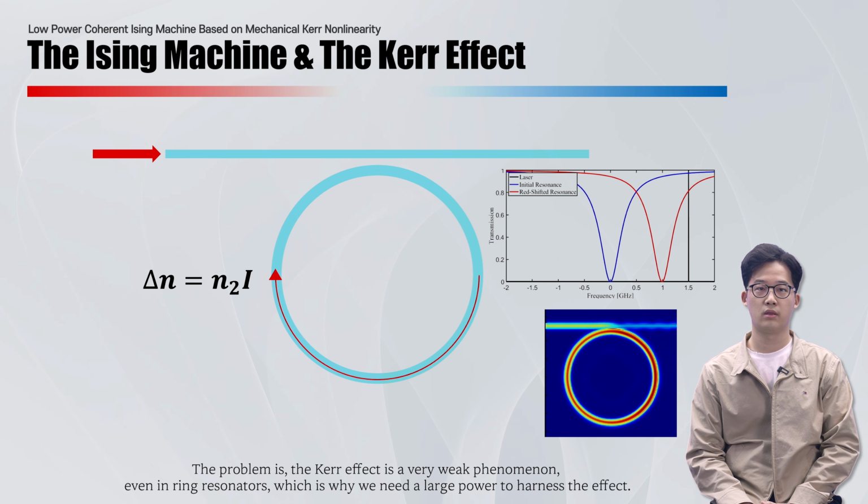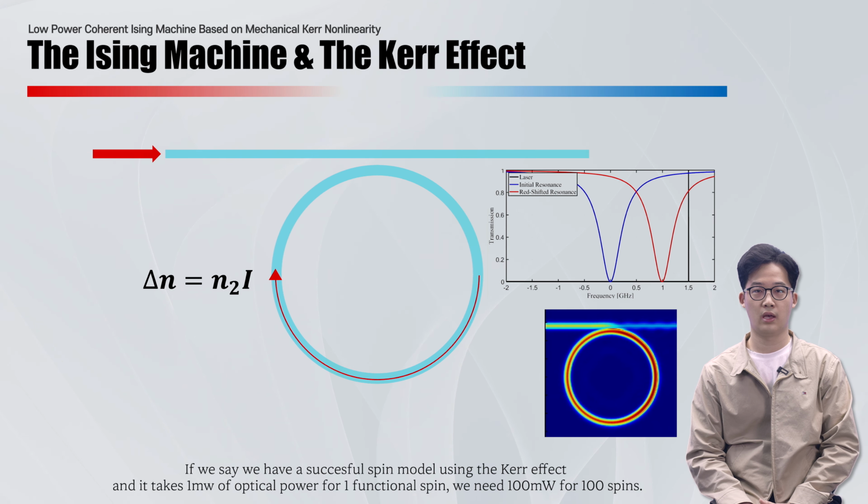The problem is, the Kerr effect is a very weak phenomenon, even in ring resonators, which is why we need a large power to harness the effect. If we say that we have a successful spin model using the Kerr effect, and it takes 1 milliwatt of optical power for one functional spin, we need 100 milliwatts for 100 spins.